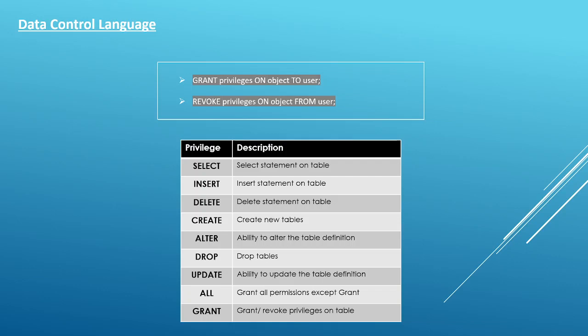And then to grant privileges onward, you can use the keyword GRANT itself. ON object is the object on which you want to provide privileges, and the user means the username. Similarly, we have REVOKE, to revoke privileges ON object FROM user.